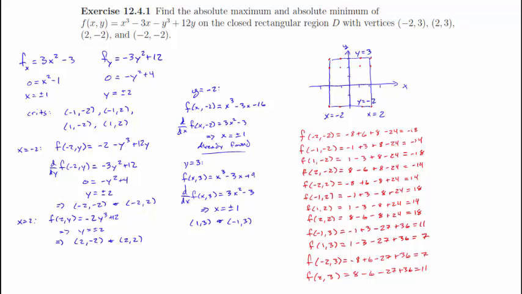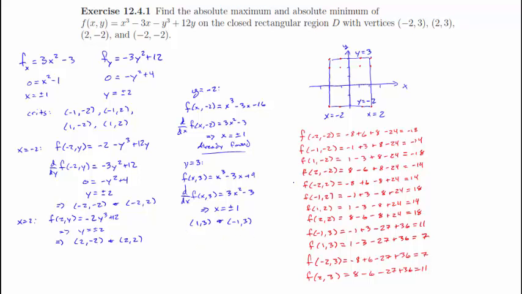So now we want to check the top boundary when y equals 3. So f of x comma 3 equals x cubed minus 3x plus 9. I take the derivative of that and get 3x squared minus 3. Setting this equal to 0, I get x equals plus or minus 1. So since y was 3, with these x values, we get the critical points on the upper boundary y equals 3 of 1 comma 3 and negative 1 comma 3.